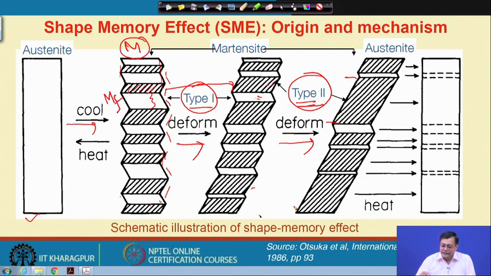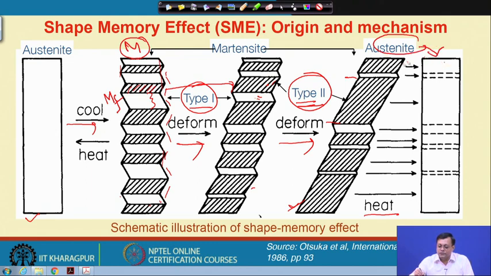After we deform the martensite and get such a structure, we simply give some heat to this martensite, and austenite will form.